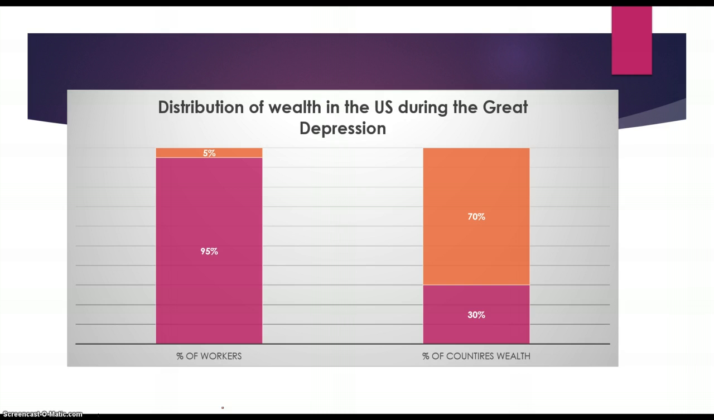This is the graph that I created to provide a visual example of the distribution of wealth in the U.S. during the Great Depression. In my graph, the colors in each column coordinate with each other. The orange in the first column goes with the orange in the second column, and the pink in each column as well. In the first column, you see at the top the 5% of workers, which correlates in the second column with the 70% of the country's wealth during the Great Depression. Then, in the first column, you see the 95% of workers who received only 30% of the country's wealth in the U.S.